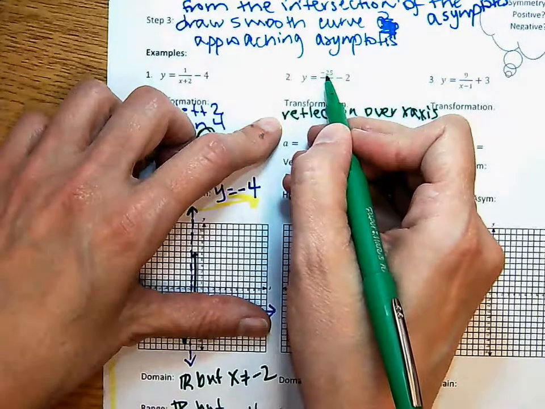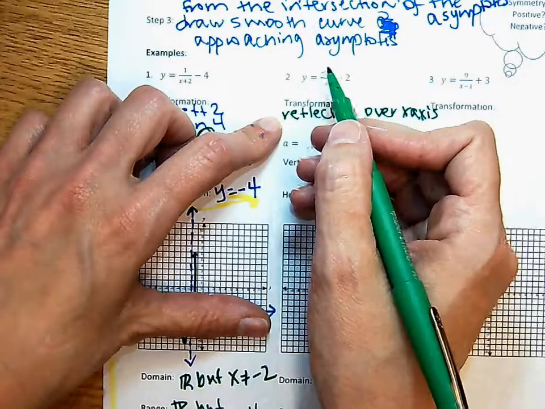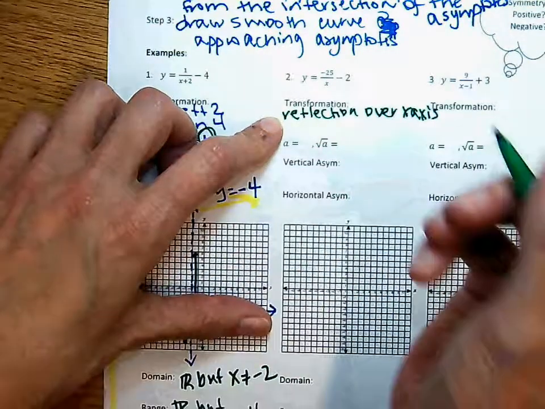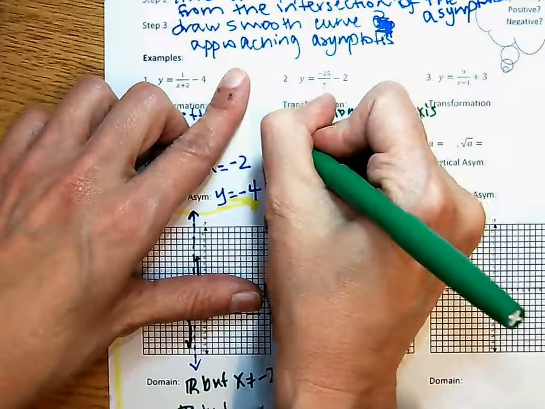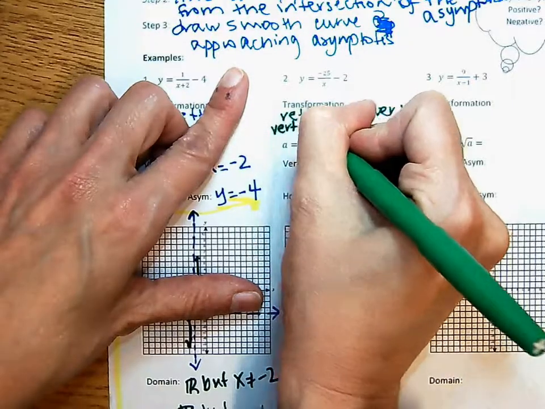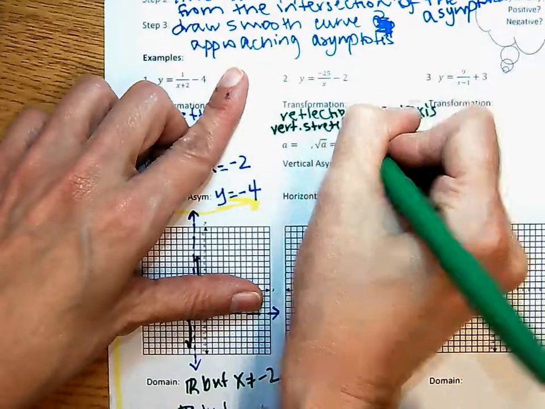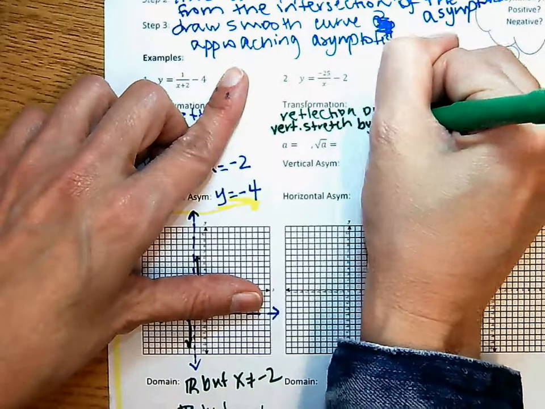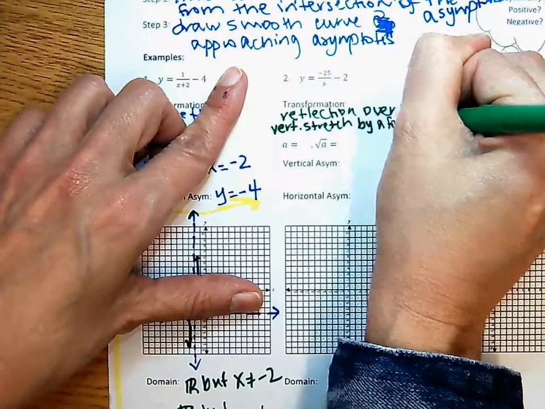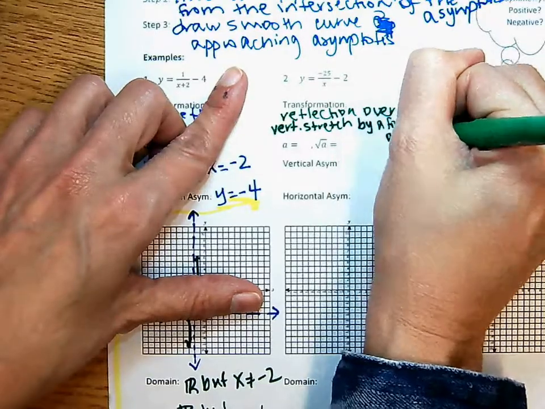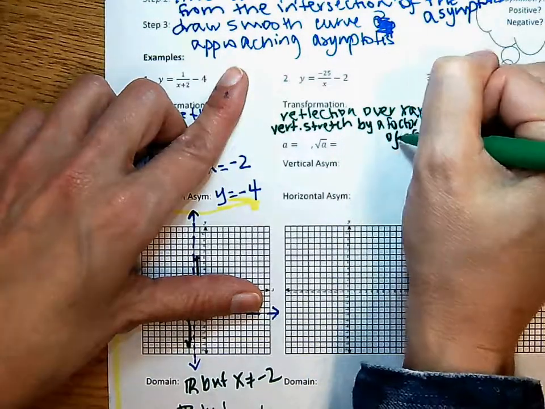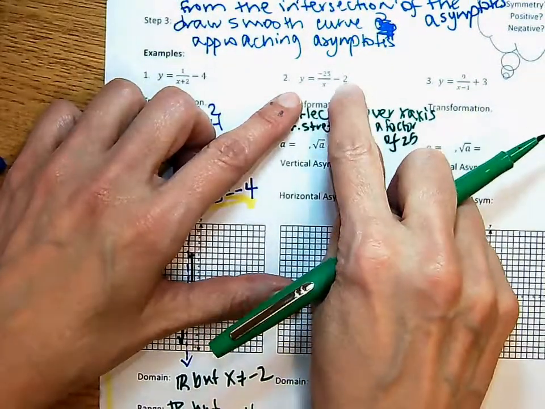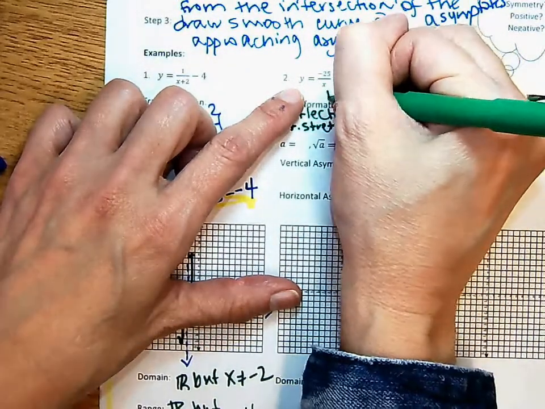What does that 25 do? Good, it's a vertical stretch by a factor of 25. Okay. And what does that negative 2 do right there? Moves down 2, good.